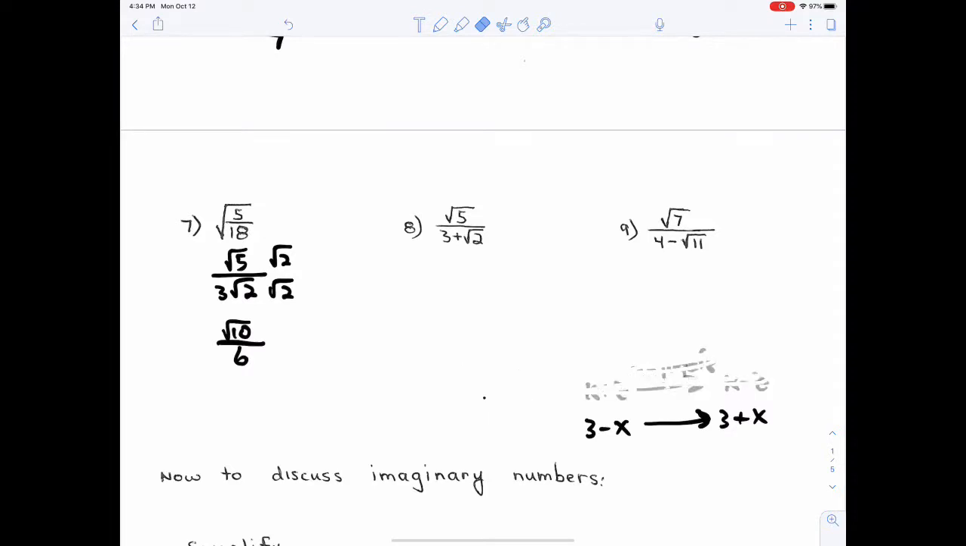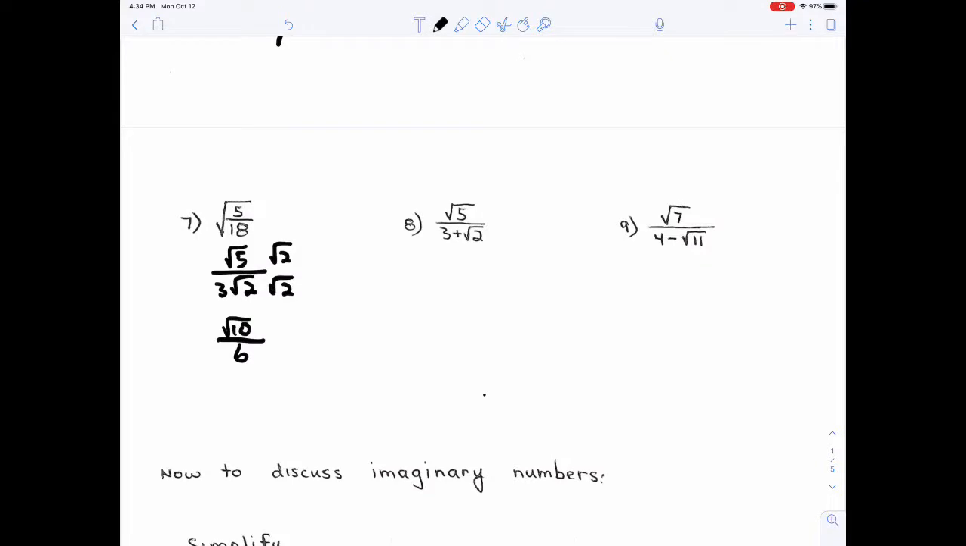All right, so what are we doing here? In order to rationalize this, we need to multiply by the conjugate of the bottom. Since this is 3 plus square root of 2, we're going to multiply by 3 minus square root of 2 on the top and bottom. Let's distribute. Square root of 5 times 3 is 3 square root of 5. Square root of 5 times square root of 2 is minus square root of 10.